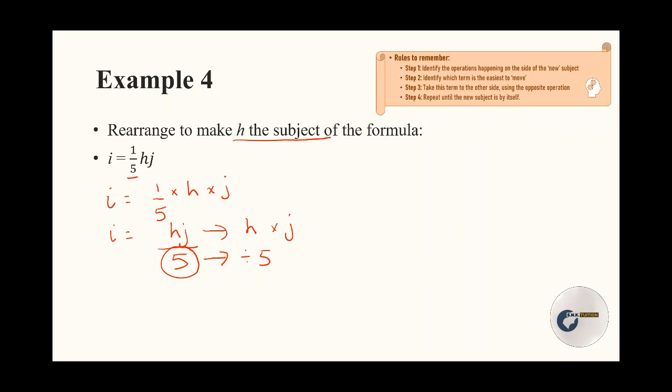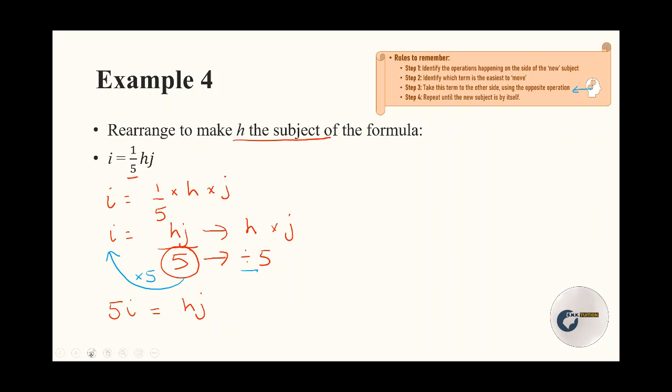So I take this to the other side. Now having identified that it's division, I know the opposite operation according to step 3 is multiplication, so I multiply by 5. So I rewrite this as 5i is equal to hj. Okay, now I have to repeat this until the new subject is by itself.